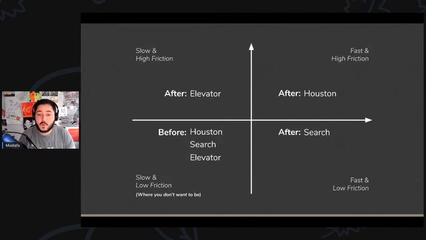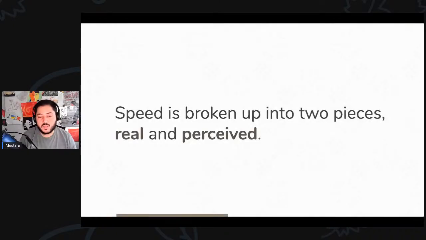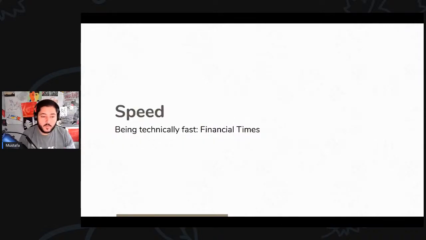But fast is not necessarily from a technical point of view. If you think about the user experience of search, it's simple to use. You see everything immediately. And so the perceptive speed there is really important as well. But speed is broken up into two pieces, the real and the perceived. So what I'm going to do is talk about some research about speed, and then I'm going to go through all of the other subjects.